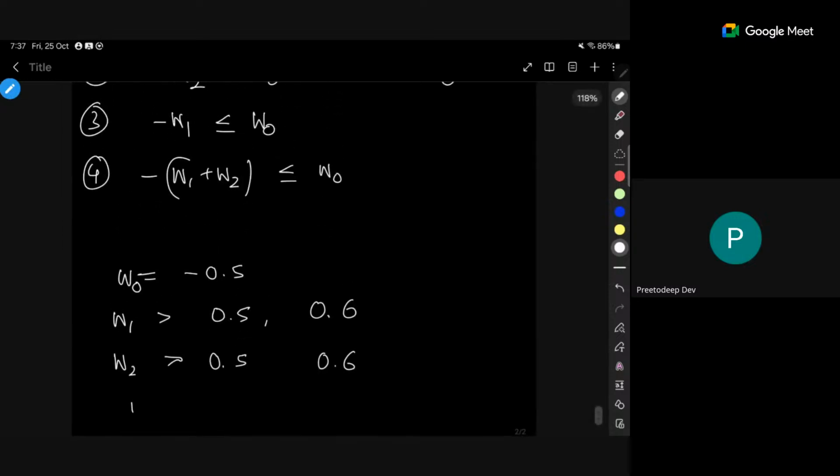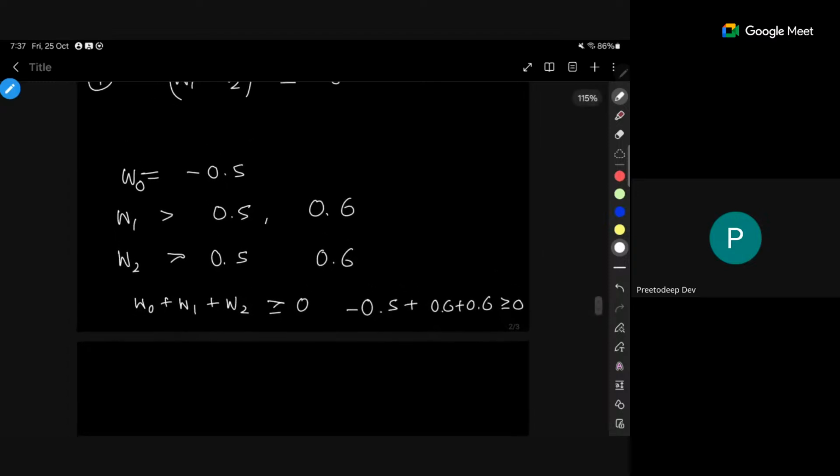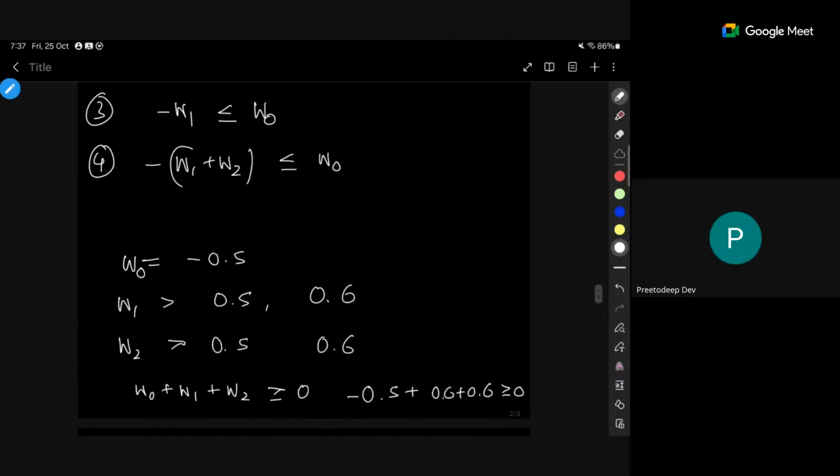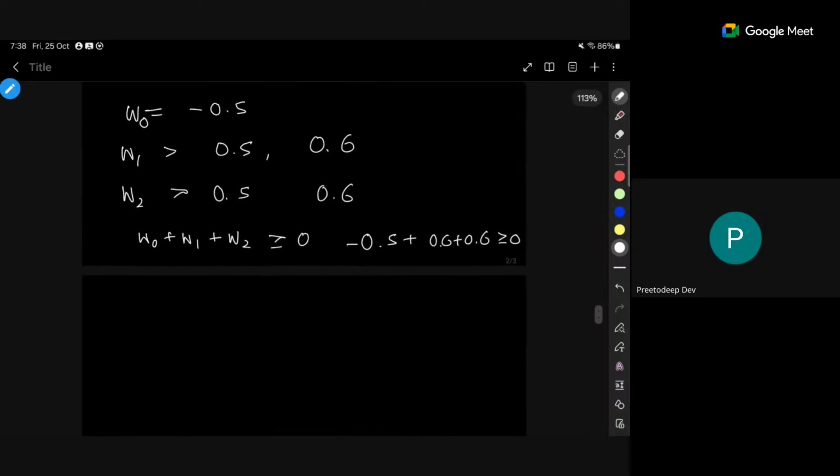Then another condition, W0 plus W1 plus W2 has to be greater than 0. In this case, of course, this will satisfy: minus 0.5 plus 2 times 0.6. You can see that this condition is satisfied. So this is one of the values; you can have any number of values which satisfy these equations.